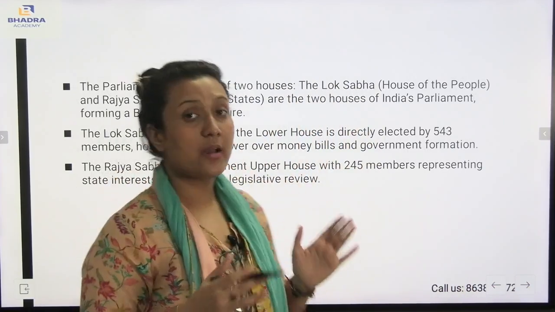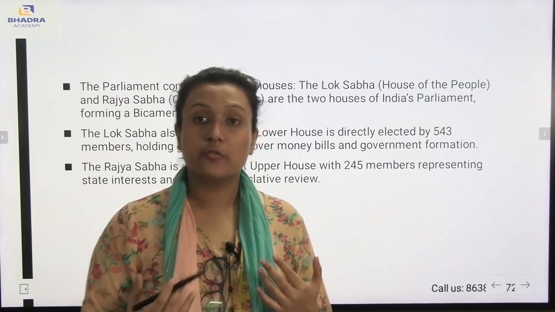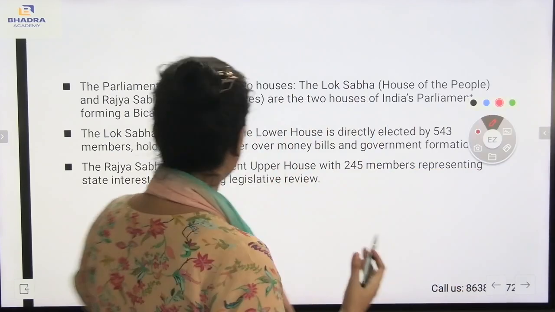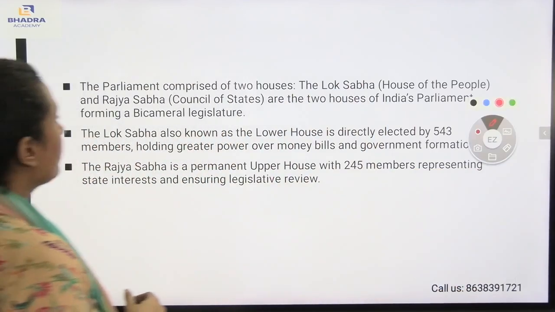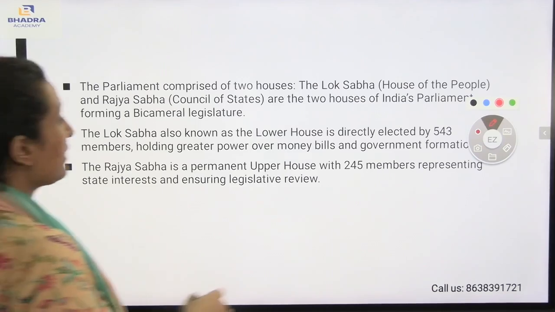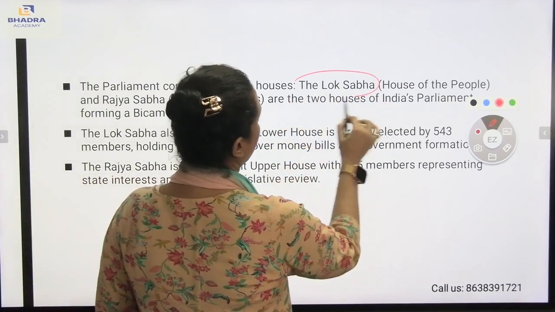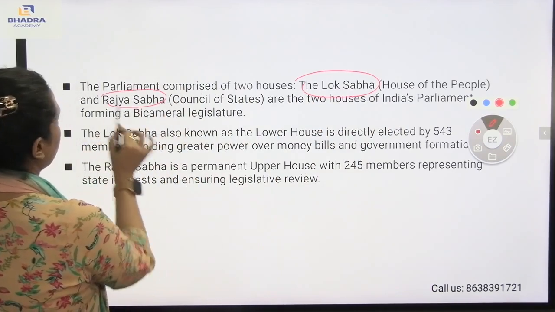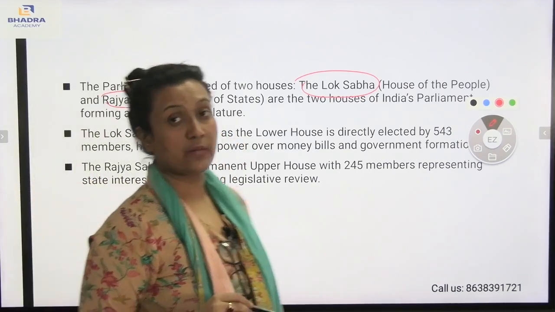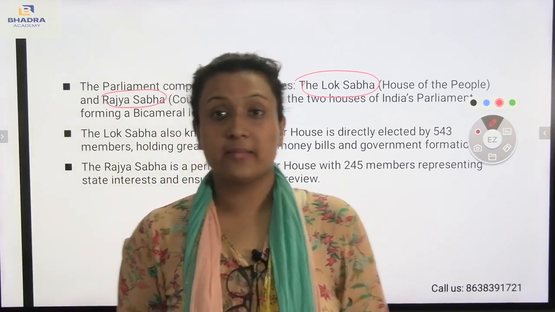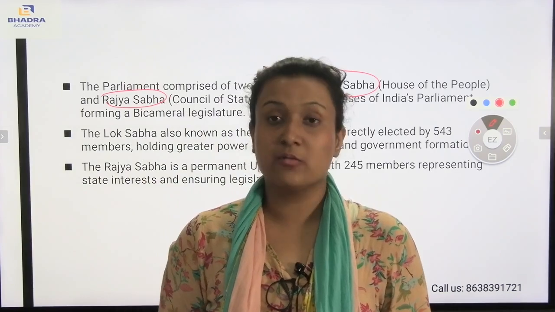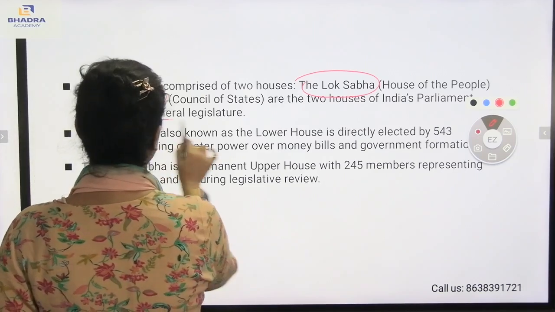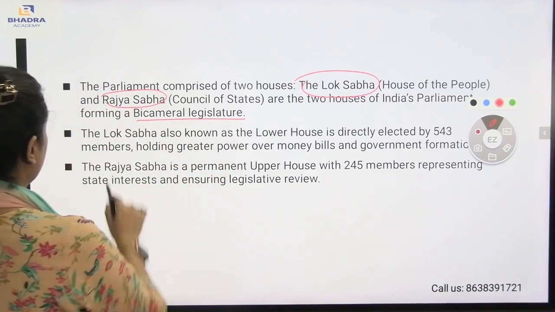Now, we will be understanding about the two houses of the Parliament. What are the two houses of the Parliament? This is very important. The Parliament comprises two houses. The Lok Sabha is known as the House of the People, and the Rajya Sabha is known as the Council of the States. Both of them form the bicameral legislature.